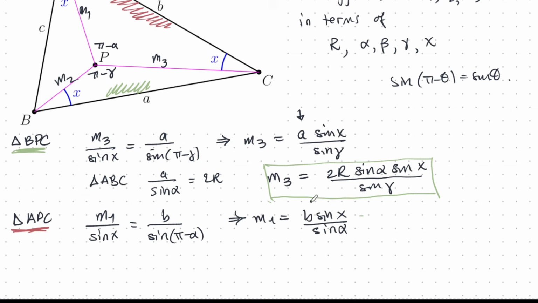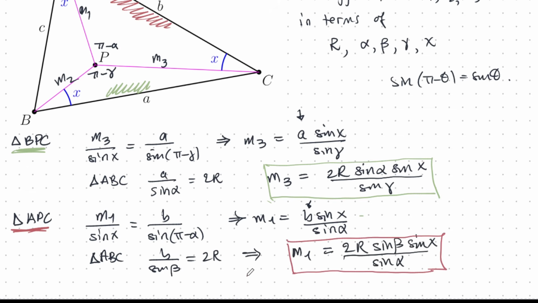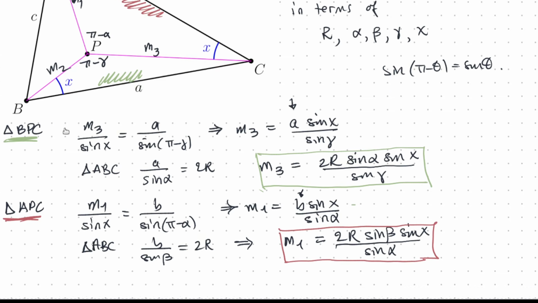I have to eliminate this b here, but I can do that with the big triangle, triangle ABC, using extended sine law. b over sine beta is 2R. Okay, I can get rid of b now. I get this beautiful formula highlighted in red. Notice the way the angles are getting permuted around. It's so cool.